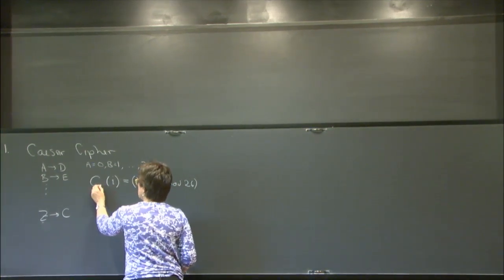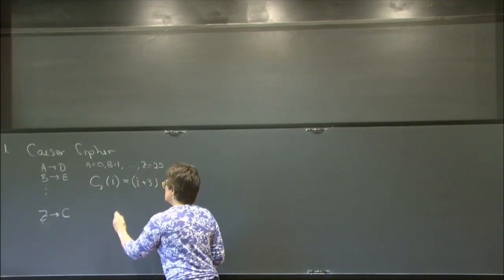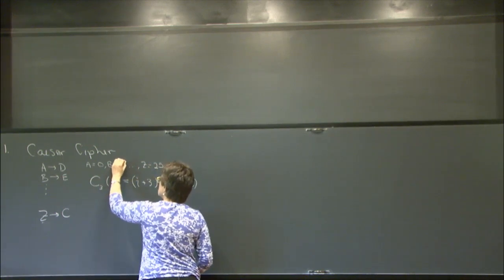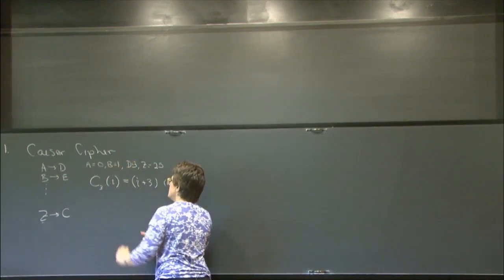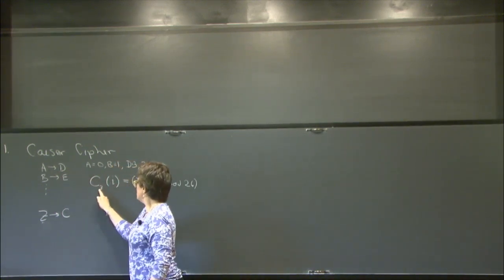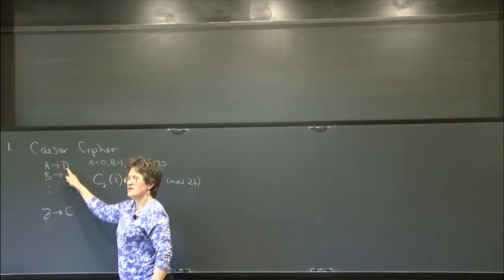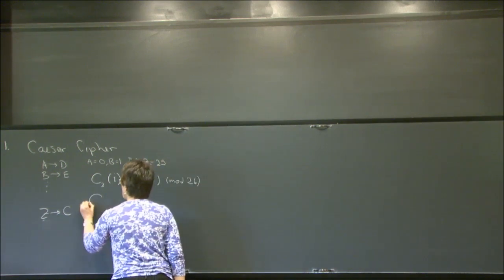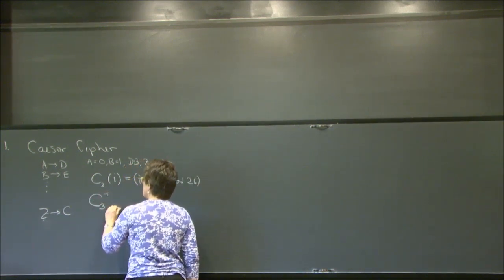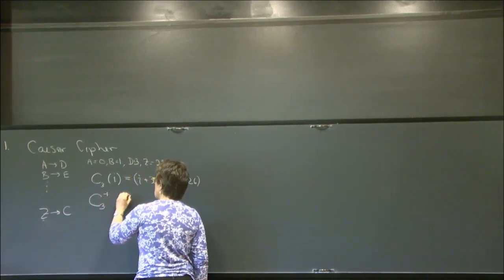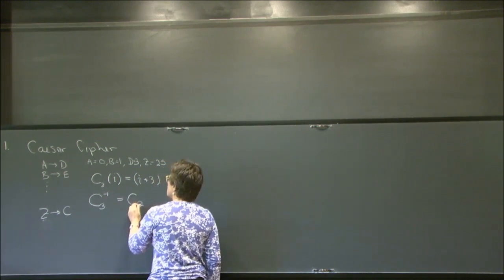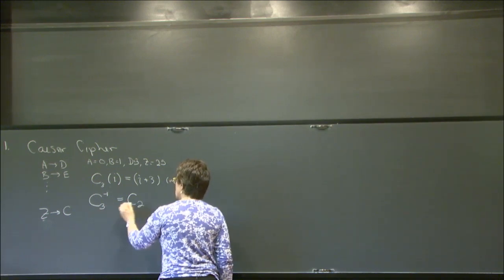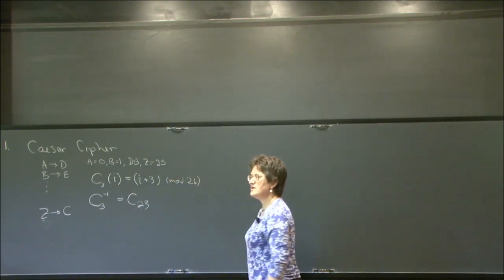So this would be C sub 3, where I'm identifying D with 3. Okay, so D equals 3. The 3 just tells where does A go, right? And then C3 inverse, which is the decryption, is just going to be C of 26 minus 3, which is the same as C23. Okay.